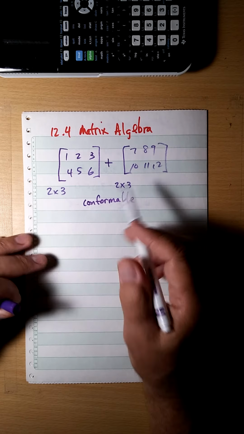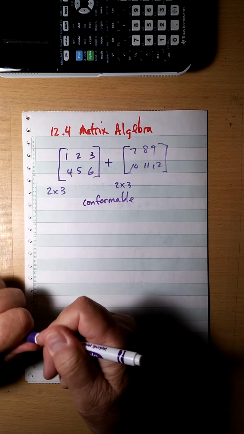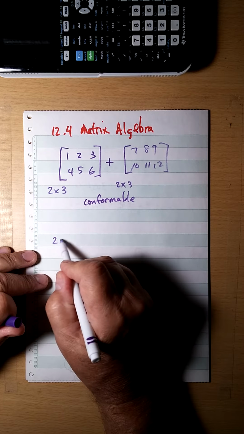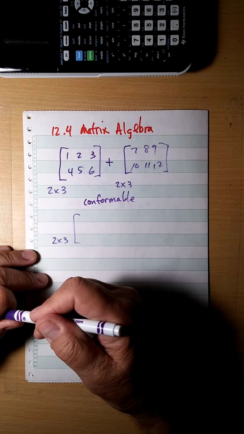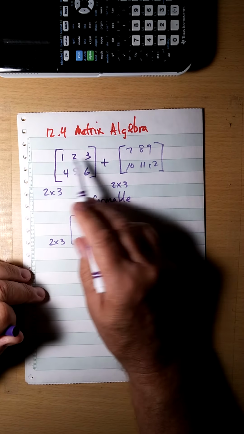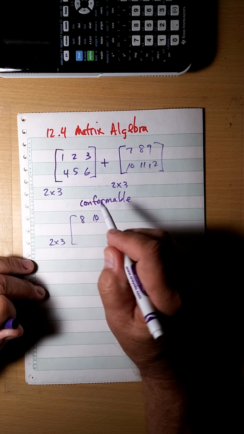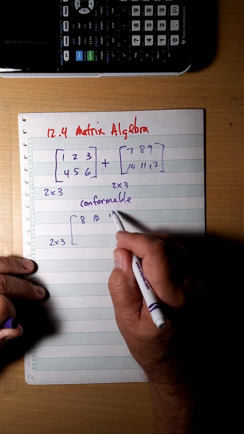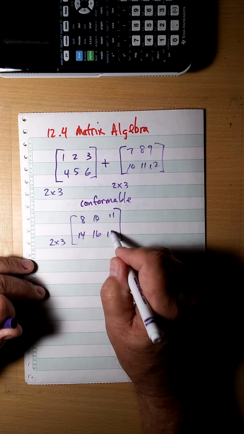We can add and subtract these two because they are conformable. They are the same size. Their answer will be a 2 by 3. So to find the sum of two matrices, you add the corresponding elements. 1 and 7 is 8. 2 and 8 is 10. 3 and 9 is 11. 4 and 10 is 14. 5 and 11 is 16. 6 and 12 is 18.